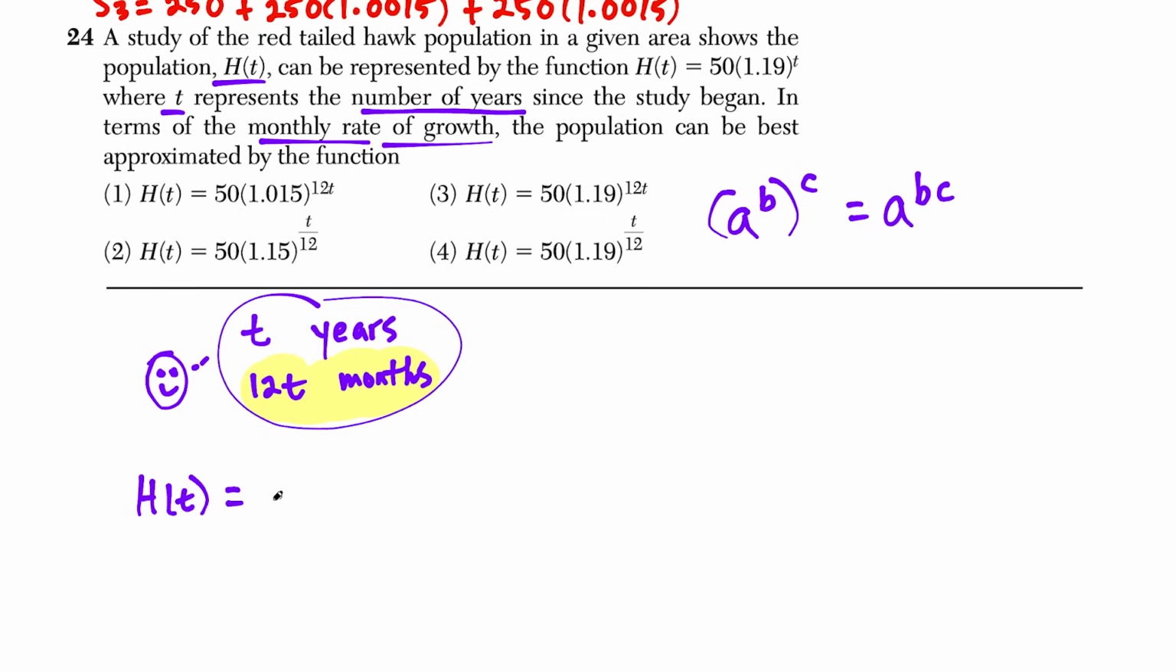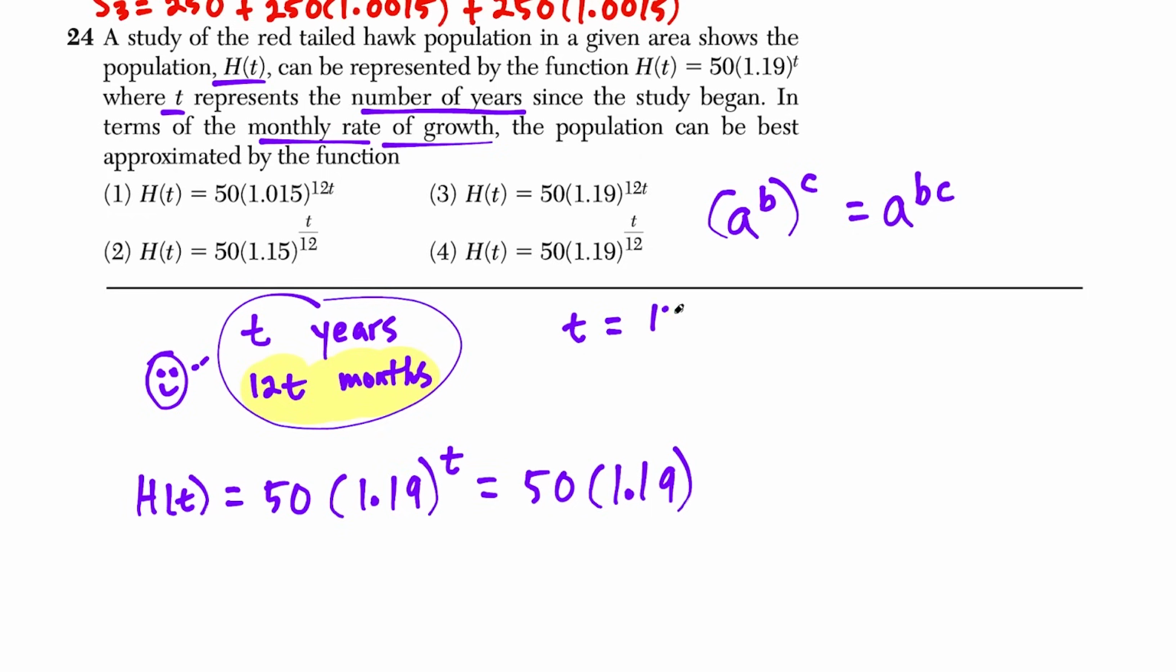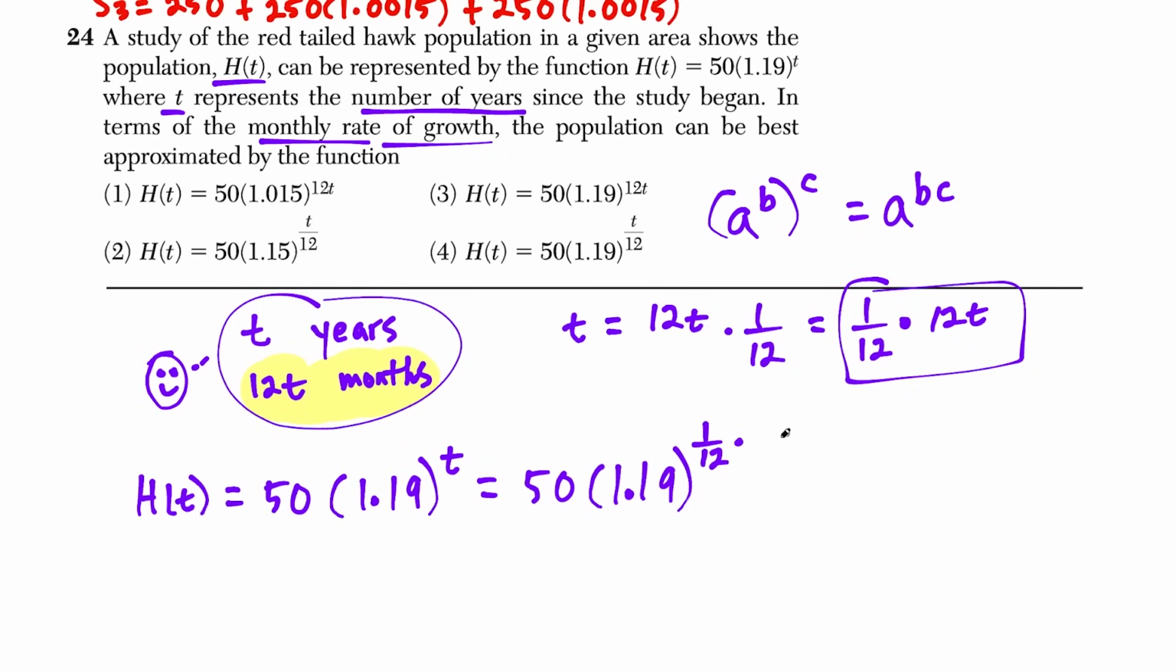We have h of t is equal to 50 times 1.19 to the t power. But what I want to do here is rearrange t in such a way that it's in terms of 12t. So we have 50 times 1.19. And I'm going to express t as 12 times t times 1 over 12. I could also say 1 over 12 times 12t because multiplication is commutative. So this one here is actually the better one for us to use. So I'm going to call this 1 over 12 and then times 12t.